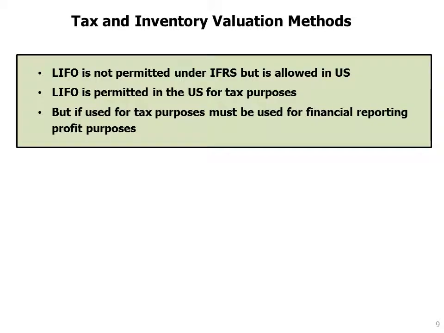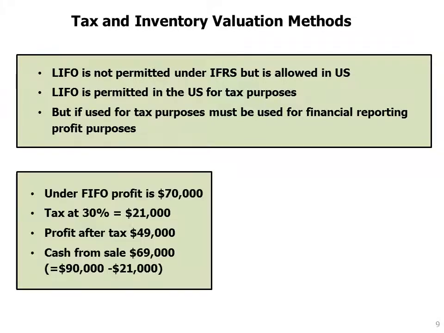Let's look at the tax implications of using LIFO or FIFO. LIFO is not permitted under IFRS for reasons that we will explore later, but is allowed in the US. LIFO is permitted in the US for tax purposes. If companies use it for tax purposes, they must also use it for financial reporting profit purposes. Let's start by looking at tax and FIFO.